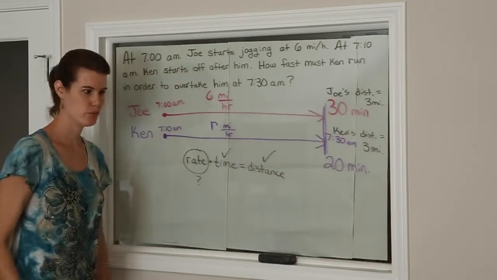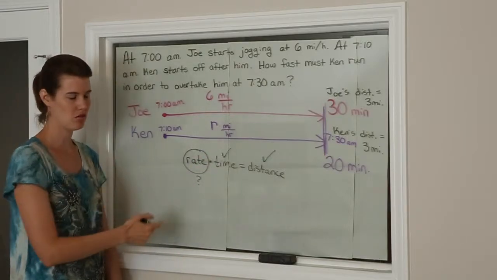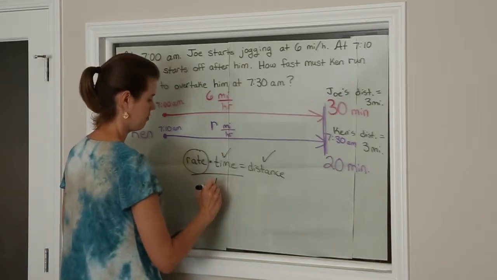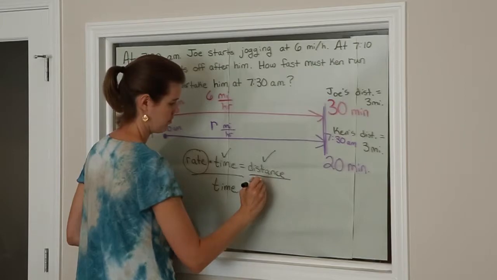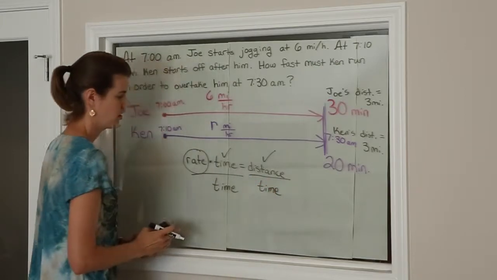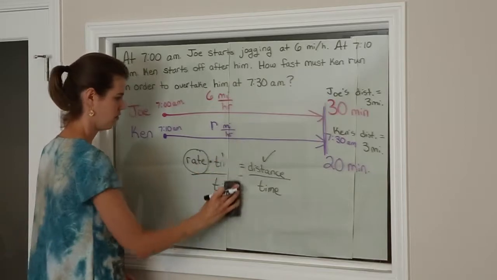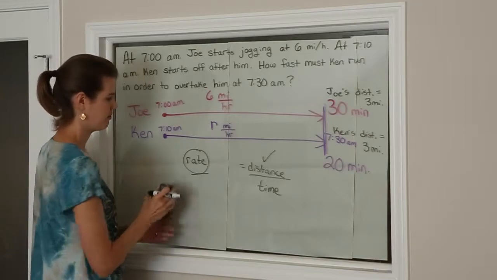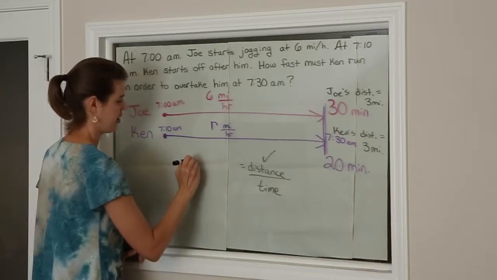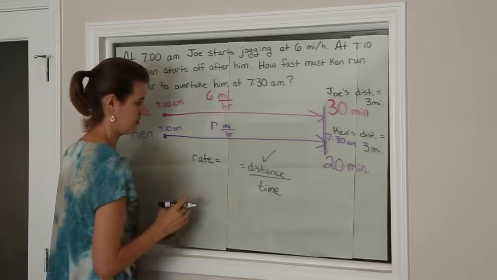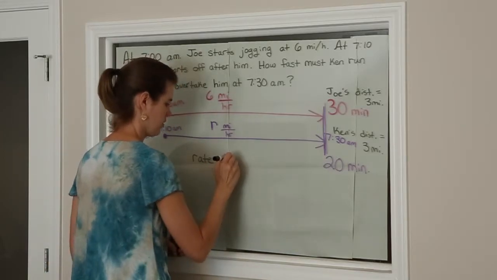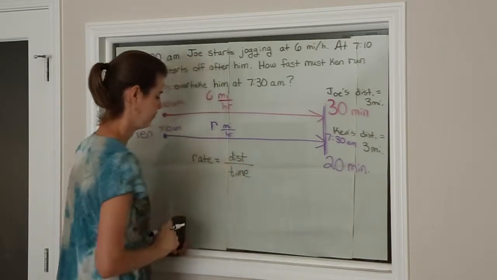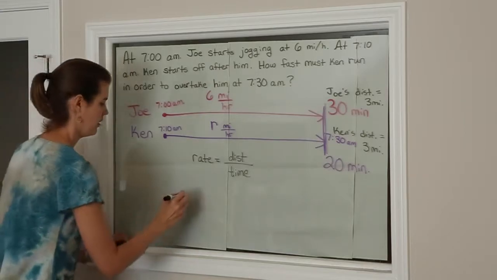So before we start, let's just rearrange this equation so we have our unknown by itself. If I was multiplying by time, you can divide by time. Time over time would cancel. And you'd be left with rate equals distance divided by time. So let's go ahead and start with that. Rate equals distance divided by time. Okay?